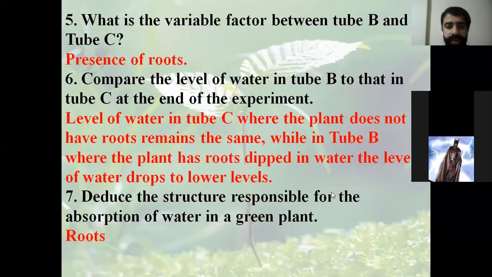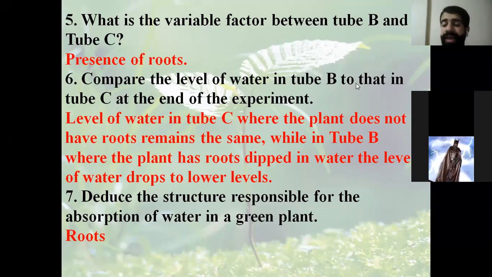So the level of water in tube C, what happened to it? We don't have roots, so it remains the same. However, when the plant has roots and they are dipped in water, the level of water decreases to a lower level. So what can you conclude about the structure responsible for the absorption of water? Sure, it's the roots.